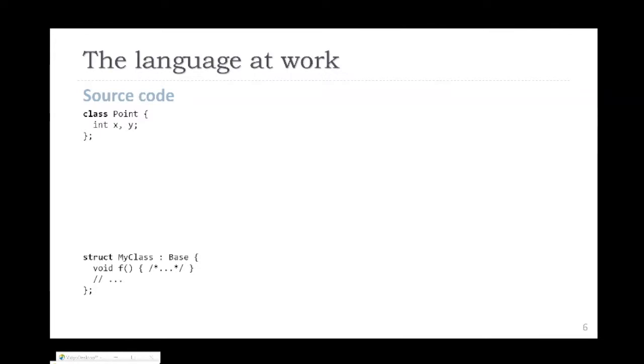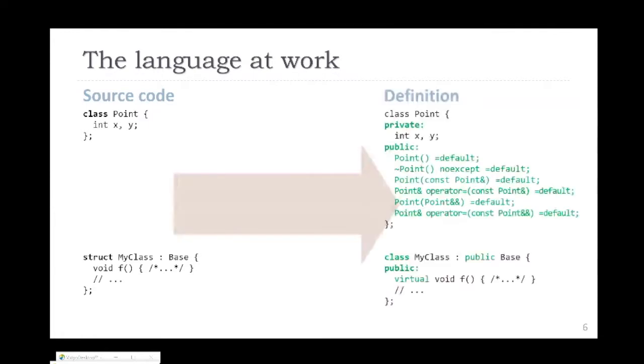The most important thing to understand, if you know C++, is that when you write the source code on the left-hand side of the screen, what you actually get is much more. For example, with class point on the left-hand side, every seasoned C++ programmer just knows that, oh, X and Y are private, and oh, by the way, I get a default construction, default copy construction and assignment, default move construction and assignment, a default noexcept, since C++11, destructor. But I didn't have to write any of that. It's just implicit in the language.